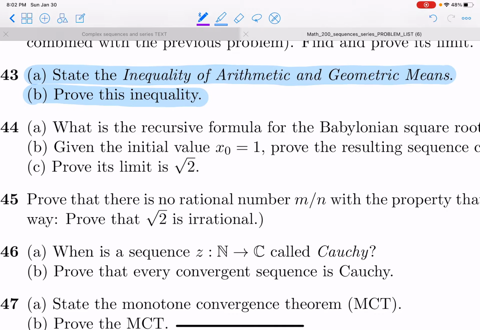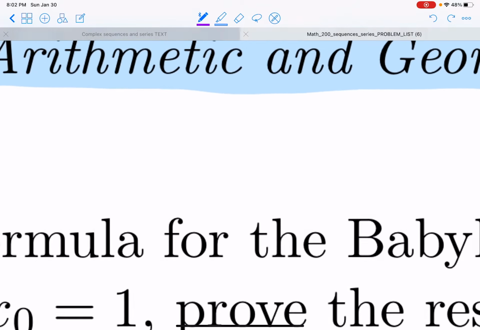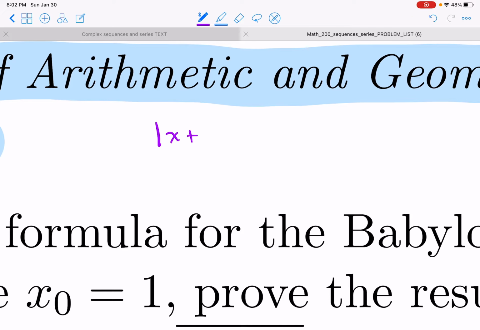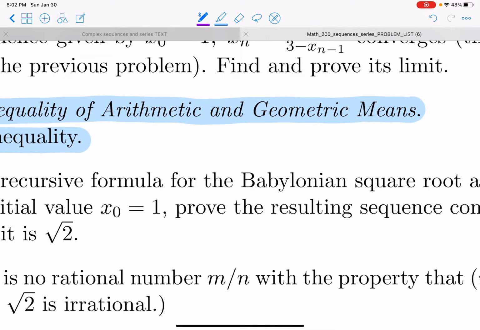Okay, hi everybody. State the inequality of arithmetic and geometric means and prove this inequality. So this is one of these important inequalities. One of those is the triangle inequality, which you can write like this. And another that's super important is this one, arithmetic and geometric means. So now we have to figure out what is it about.